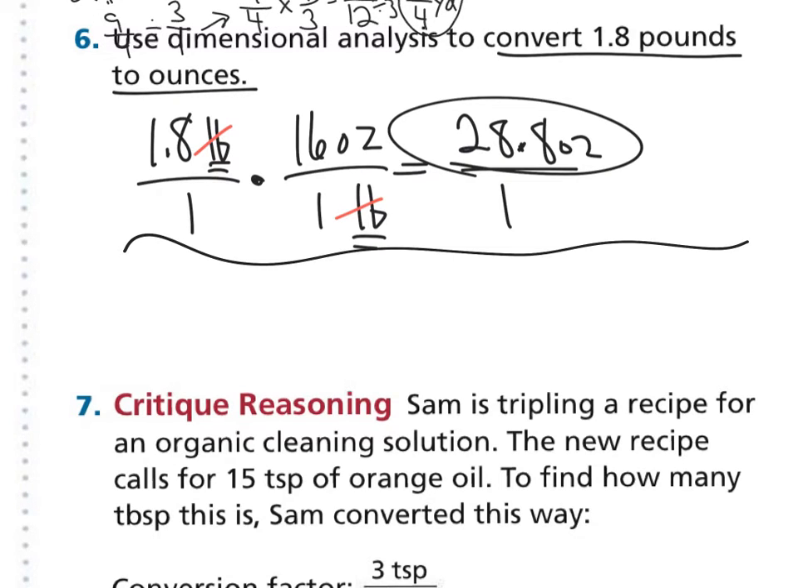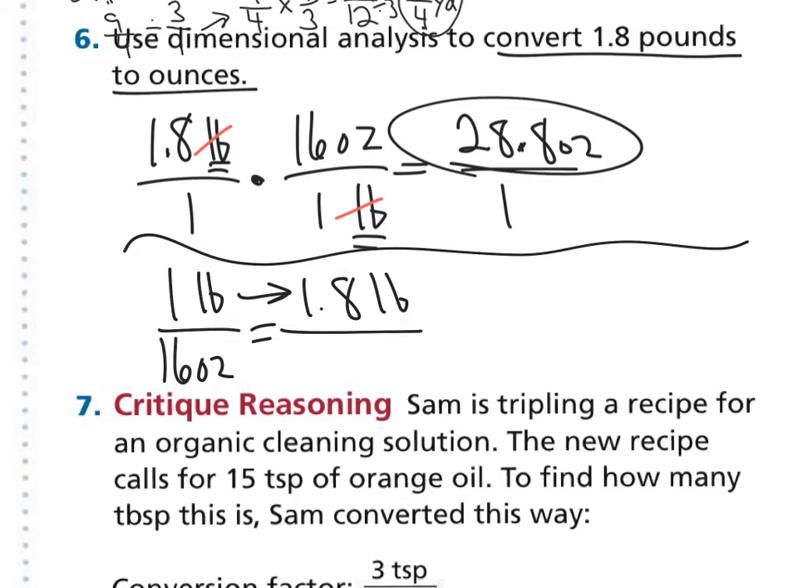Another way we could do this, if we are not required to use dimensional analysis, which, like I said, I'm not going to make you do it that way, is we could do a proportion. 1 pound is 16 ounces, so if we have 1.8 pounds, this time we do have a nice pattern. Going from 1 to 1.8 is multiplying by 1.8, and so now 16 times 1.8, and if you'll notice, that's what we did up above as well, is 28.8 ounces.